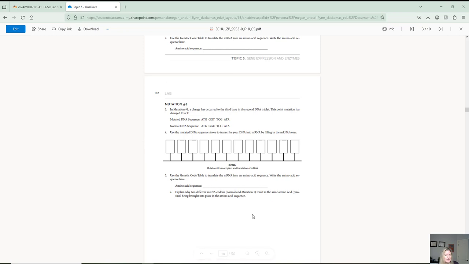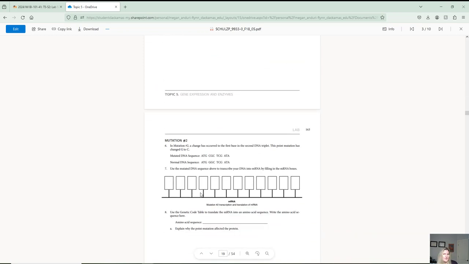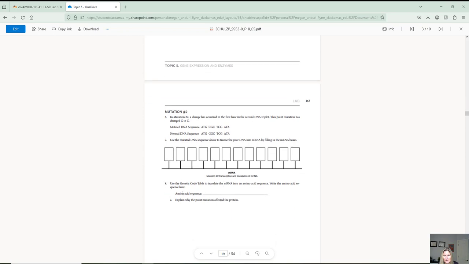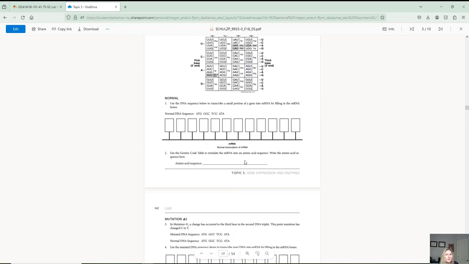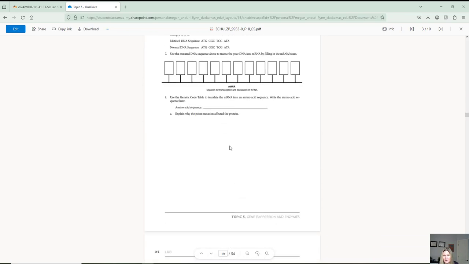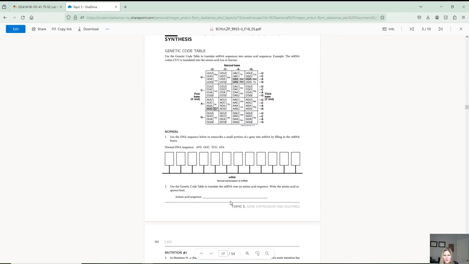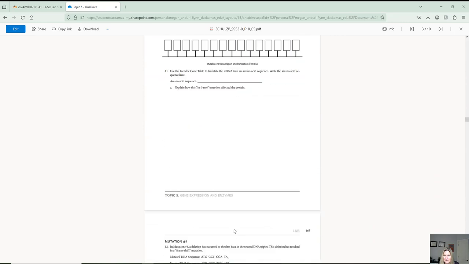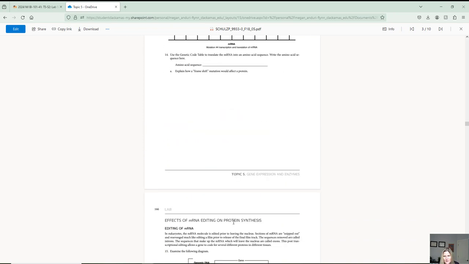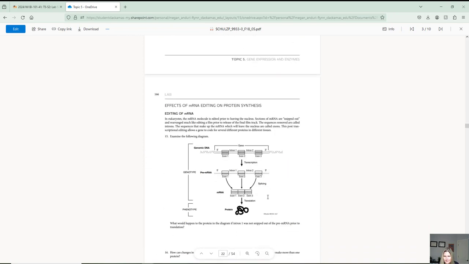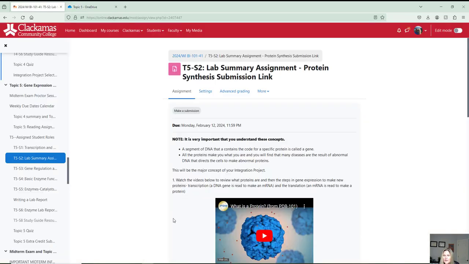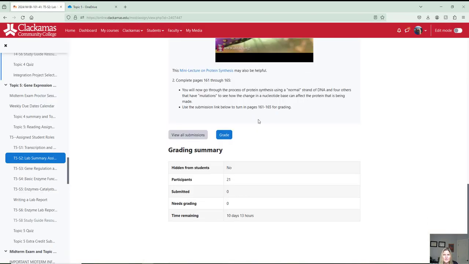Okay, so what happened? Then you'll continue doing the same thing. Each time, you're going to look at the new strand that was created, and the new amino acid sequence that was created, and compare it to the normal. Each one of these, go back and compare it to the normal one. We have 4 different mutations there. And then you're going to be submitting those pages for grading.